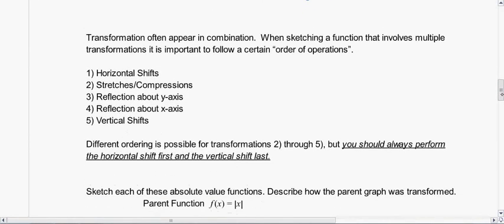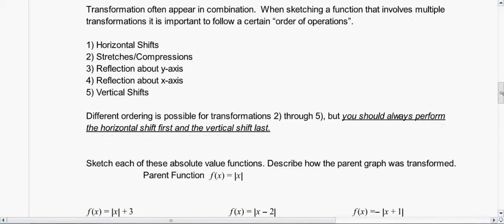We are looking at transformations and combinations in this video, and we're going to do a little practice of describing how some parent graphs were transformed and doing a little sketching. So a lot of the time, you're not going to just see one transformation, you're going to see a bunch of transformations happening all in the same problem. And when sketching a function that involves multiple transformations, it's important to know, well, which one do you do first?